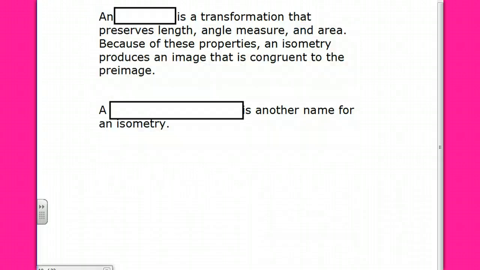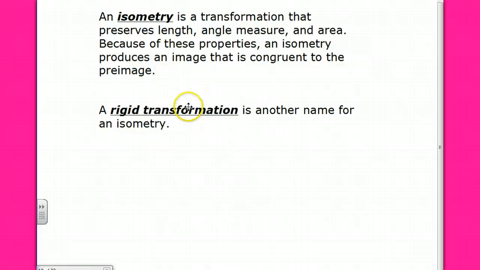A transformation that preserves length, angle measure, and area is called an isometry. Iso meaning the same. So we have a transformation that might be a translation where we still have a congruent figure, it's just moved on the coordinate plane. It could be a reflection as well, right? Or a rotation. Okay? So a rigid transformation, rigid is another name for isometry, right?